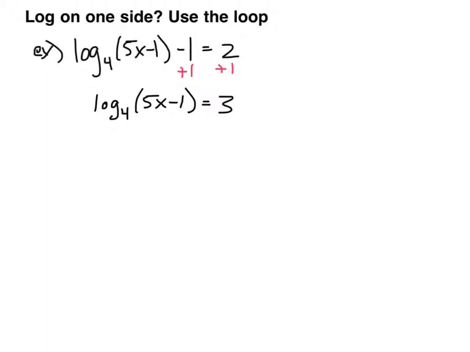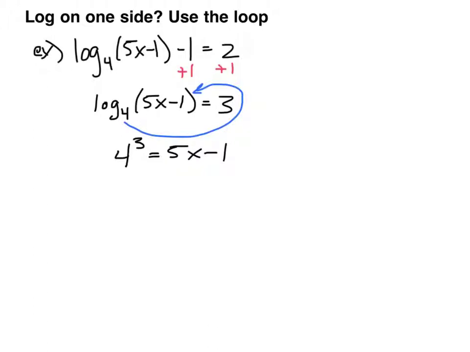Now that I've got the log by itself, I can do a loop. We start with the base of the log, go around the equal sign. And you should see that now this is something that we could actually solve, because 4 to the third is equal to 5x minus 1. So yeah, whenever you do the loop to a logarithm, the loop is used to rewrite it as an exponential. So the log is no longer there. Just like whenever we used the loop earlier on the exponentials to rewrite as a log. Right? So the loop either takes away or creates a log.